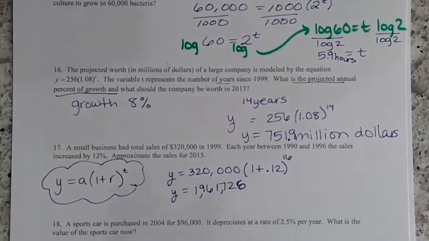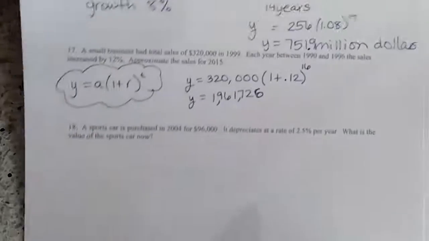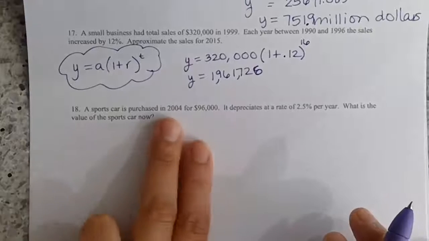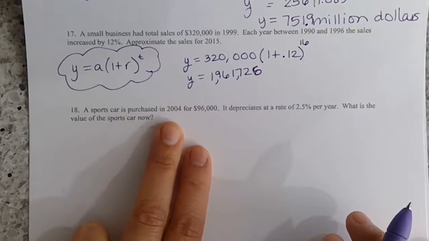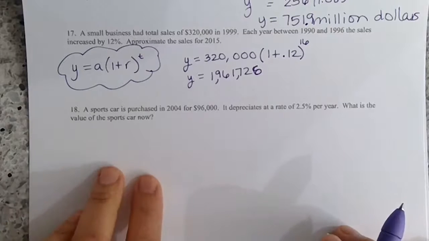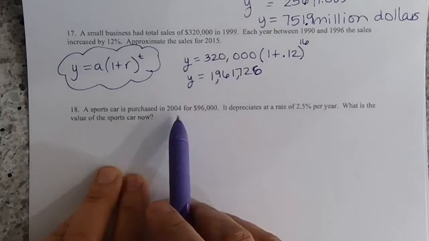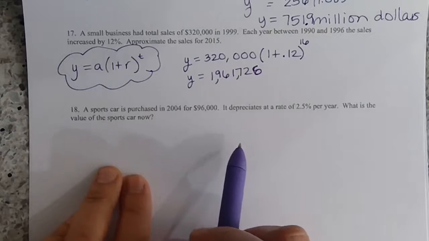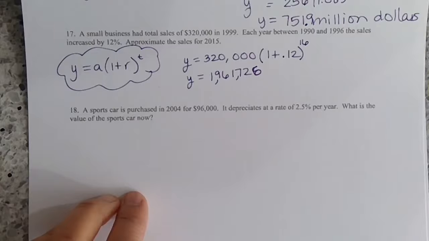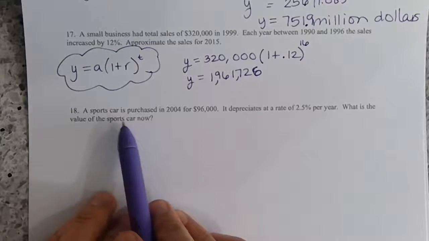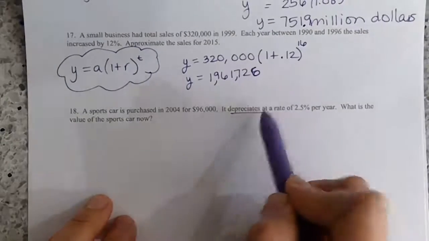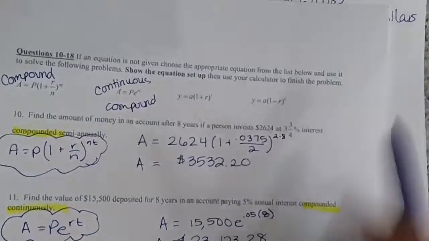Nice. Next one. A sports car, and this is kind of neat because cars lose value, unless they're some specialty cars. A sports car is purchased in 2004, and some cars actually retain their value more than other cars. So when you purchase your cars, that might be something you look into. A sports car is purchased in 2004 for 96. It depreciates. Depreciates means that it's going to be losing value. So it's going to be this one.